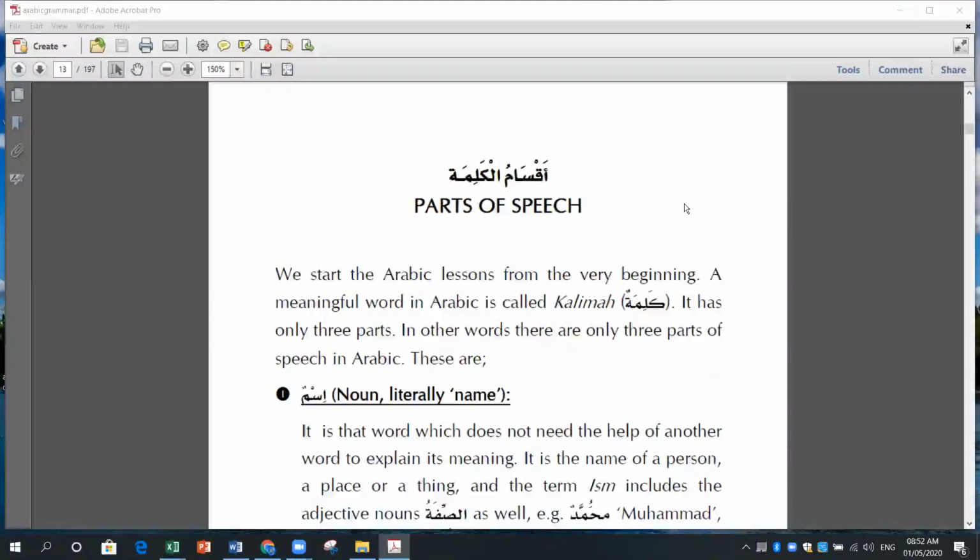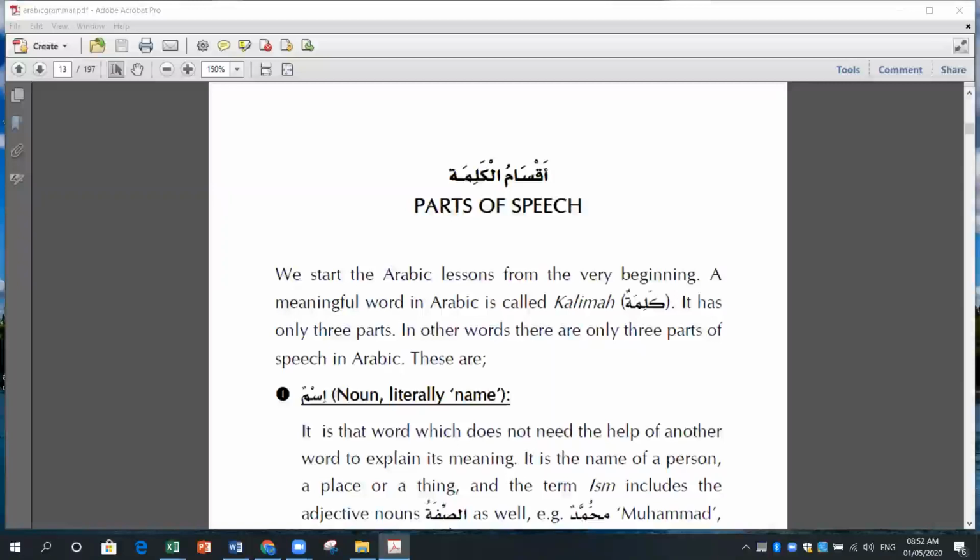Can anyone come on the mic as a volunteer, please? I feel comfortable. Mariam, yes, you can come on mic. Mariam's mic I cannot see. Okay. Would anyone like to come on mic for revision, please?